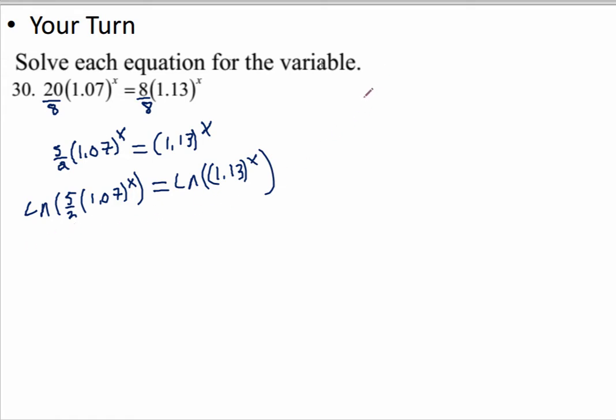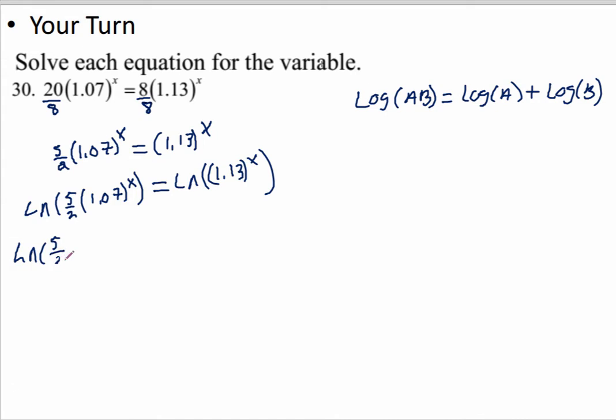Now remember that if you have the logarithm of a times b, that can be written as logarithm of a plus logarithm of b. You can break it up that way. So we're going to do that on the left-hand side. That's going to be ln of 5 halves plus ln of 1.07 raised to the x is equal to ln of 1.13 raised to the x. I don't need that extra set of parentheses anymore. We'll just get rid of those.